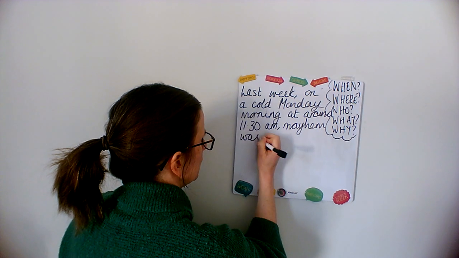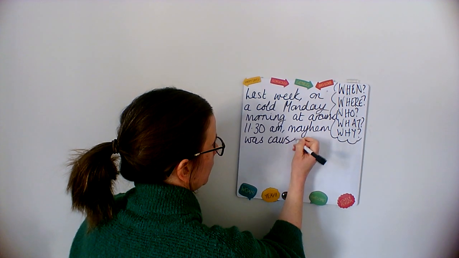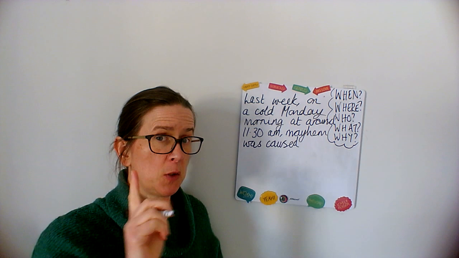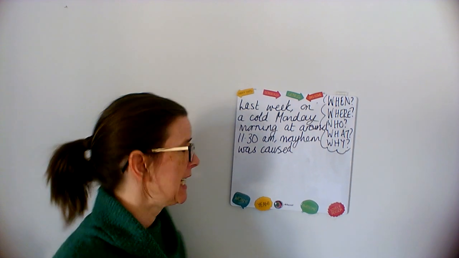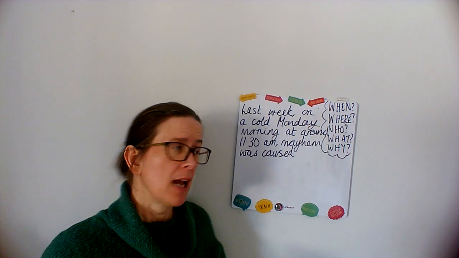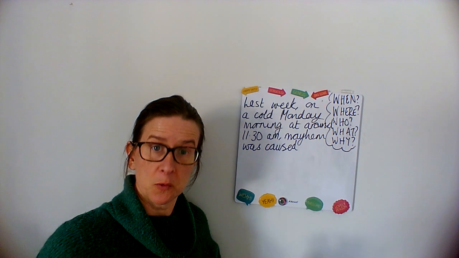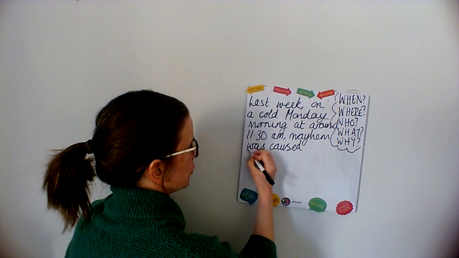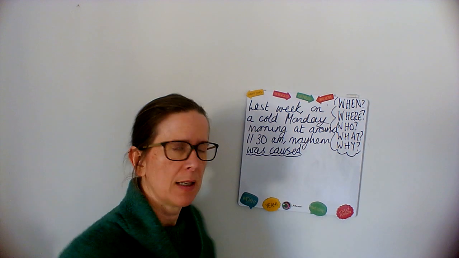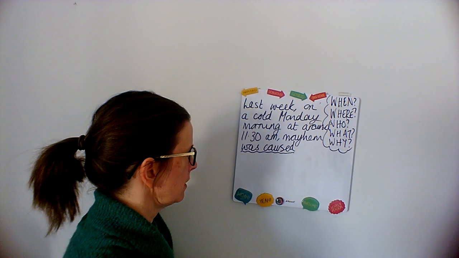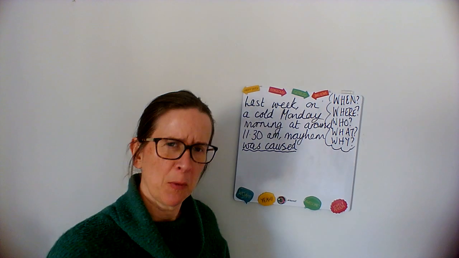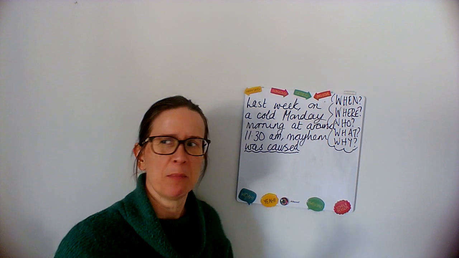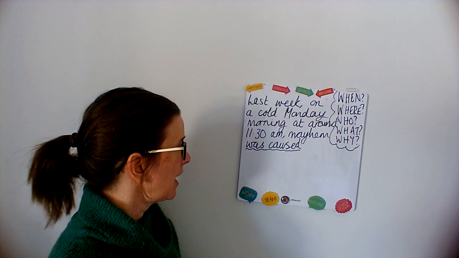Mayhem was caused. Now, before you do this writing task, you need to do the grammar lesson for today, which is all about the passive voice, because the passive voice is often used in more formal writing, particularly in reports and things like that. And if you notice here, I've just used the passive voice. Mayhem was caused by zombies. Remember we did that in school. If you can put "by zombies" at the end, it means it's the passive.